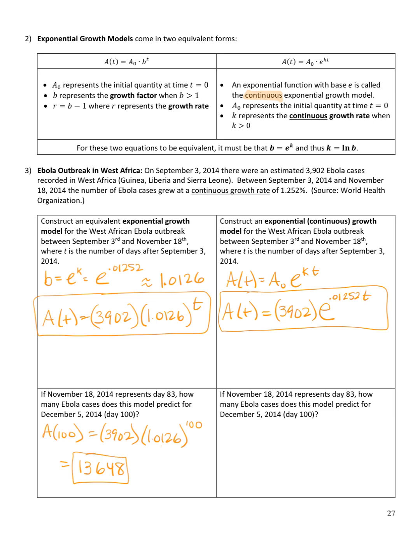We're going to do the same process using our equivalent model. So A of 100 should be 3902 times e to the 0.01252 times 100. And that comes out to 13,646 cases. Okay, so these two models are equivalent. These numbers should be the same. Okay, they are very, very close. The only reason they're different is because this 1.0126 was approximate. If I had kept more decimal places when I calculated this approximation, these would be even closer.